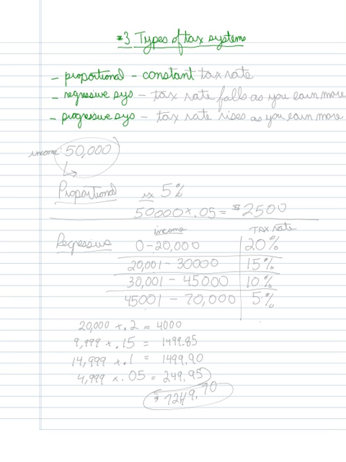In a proportional system, the tax rate is constant. In a regressive system, the tax rate falls as you earn more. And in a progressive system, the tax rate rises as you earn more.